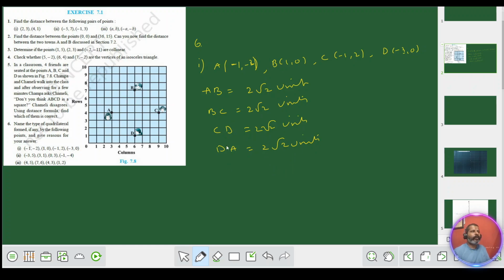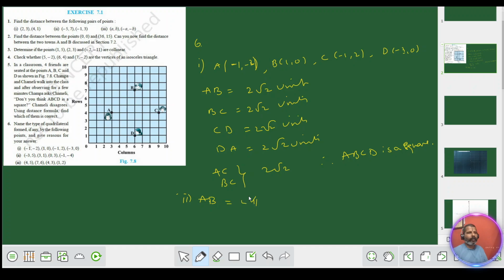So using these values, also find AC and BD. They also come to 2 root 2. Therefore, it's a square. Okay, it forms a square. The second one: assigning ABCD respectively, what you get is AB equals 2 root 13 units.